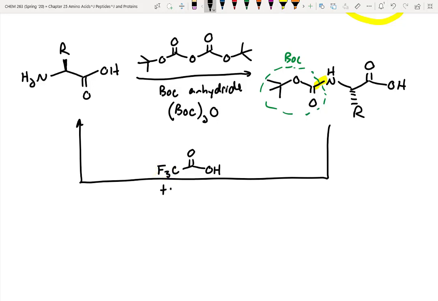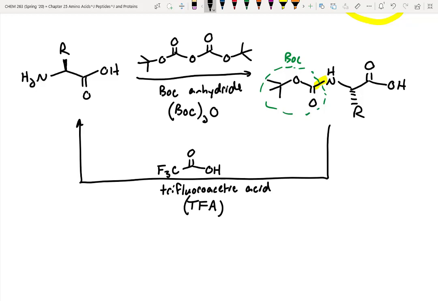Like I said, it's called trifluoroacetic acid. And some chemists will just simply abbreviate this as TFA. It's a lot easier to write TFA than to write out trifluoroacetic acid. So this allows us to install a protecting group and then remove it at our leisure by using TFA.